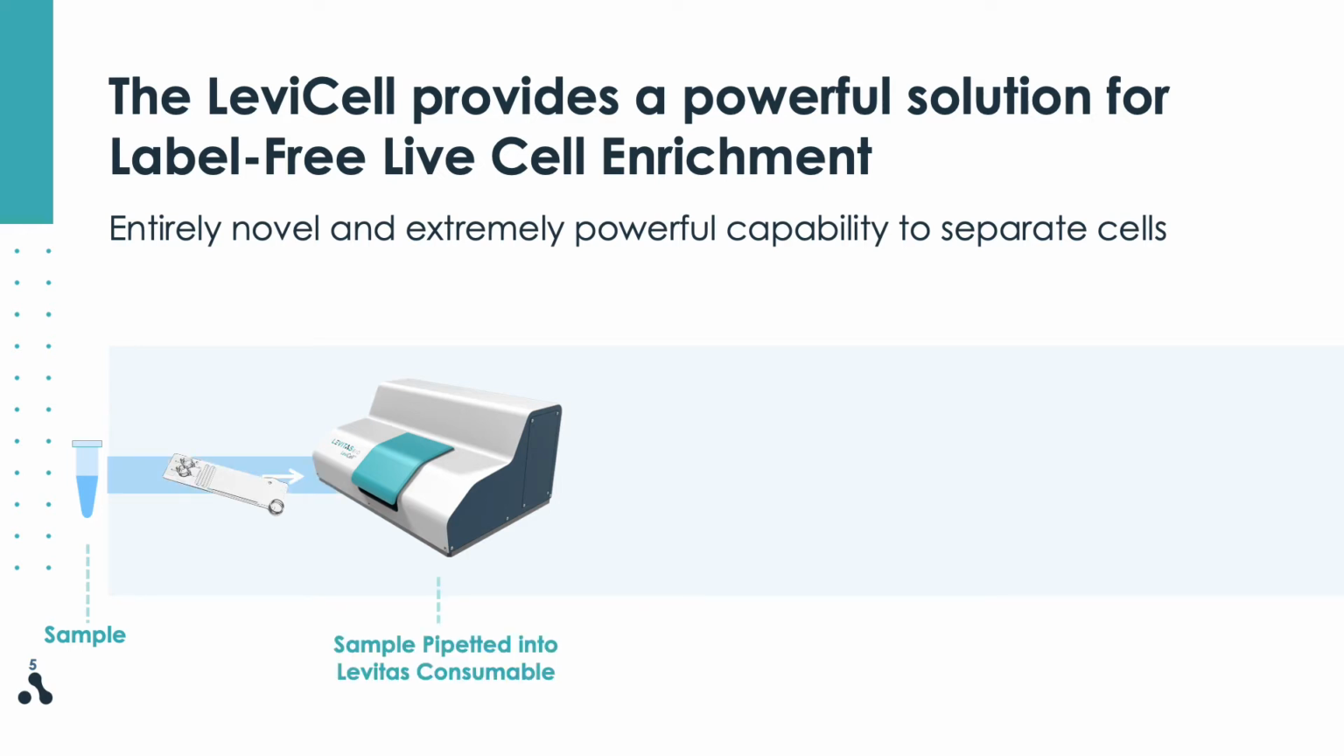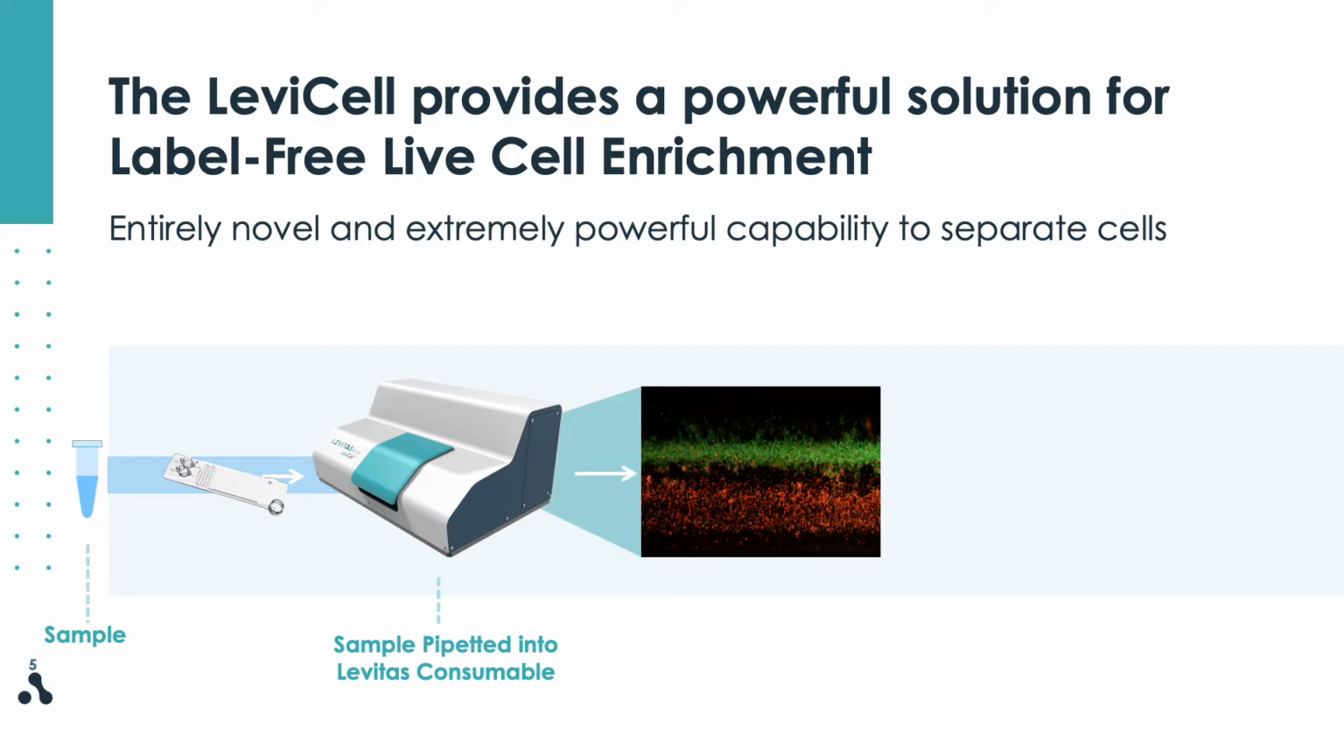The chip goes into our instrument, and the instrument performs the magic of levitation. Here, what you're seeing is an image obtained by the instrument. We have a camera inside, which contains a bright field and two fluorescent channels. And here we are seeing a green and red channel overlay.